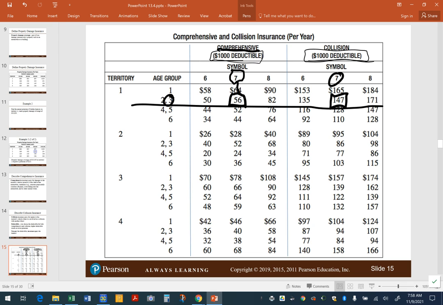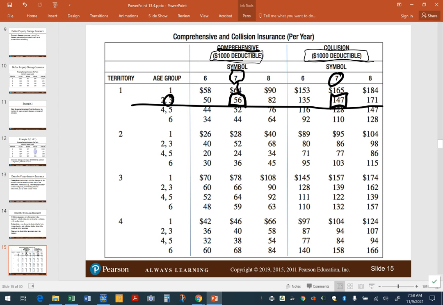So in either case, if a tree branch falls on your car and it damages your car, you'll pay the first $1,000, and then the insurance company would pick up after that. If you're in an accident, then you will pay the first $1,000. The insurance company will pick up the cost after that.